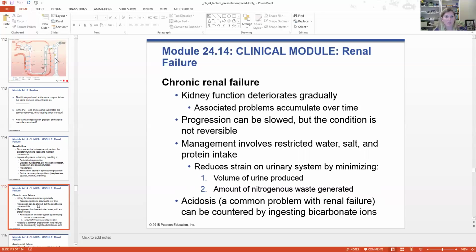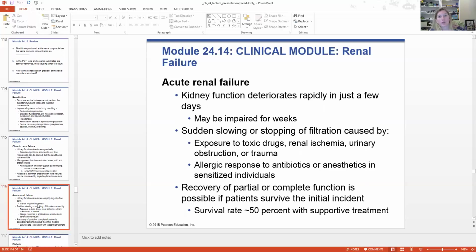Acidosis can result, which is a very common problem with renal failure, and you can just have a bicarbonate supplement to help counterbalance that. There's also acute renal failure. This is when your kidney function deteriorates very quickly over just a few days. They may be impaired for weeks at a time with acute renal failure. Sudden slowing or stopping of filtration can be caused by drugs, ischemia, lack of blood flow, some type of urinary obstruction, or maybe even a trauma. It could also be caused by an allergic reaction to antibiotics or anesthetics, or anyone who's already been sensitized to that particular allergen. The recovery could be partial or complete. It depends on the specific incident, and it has a fairly successful survival rate because you have two kidneys, so you kind of have a backup plan.